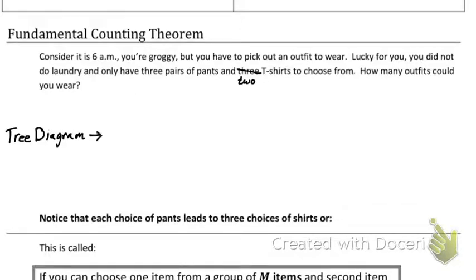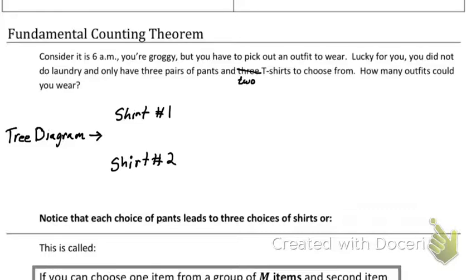All right, our tree diagram is going to start with our first 2 choices. Let's pick our shirt first. We're going to say everything matches, so no worries there. We have 2 shirts to choose from. So that means I'm either going to pick shirt number 1, or I'm going to choose shirt number 2. So right off the bat, I have 2 choices, 2 different outfits I can make with shirts.